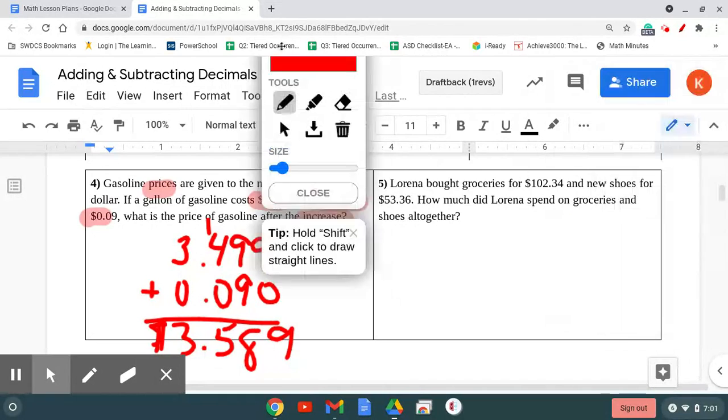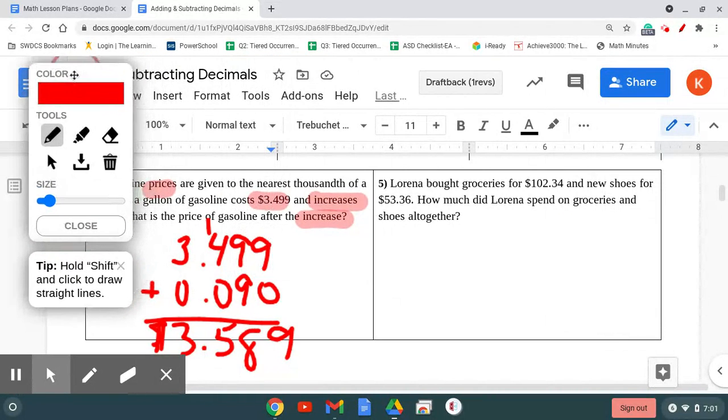All right, last story problem. What is the key word in this one? So let's read it. Number 5. Lorena bought groceries for $102.34 and new shoes for $53.36. How much did Lorena spend on groceries and shoes altogether? So what is the key word in this story problem? How do we know if we're going to add or subtract? So the key word was altogether.